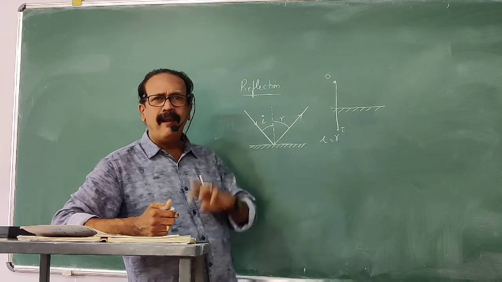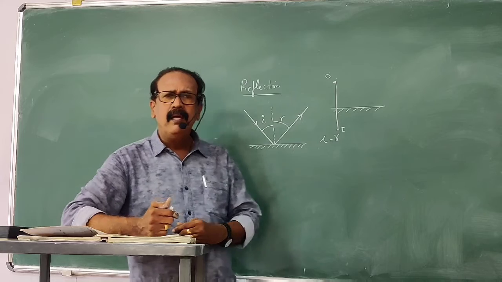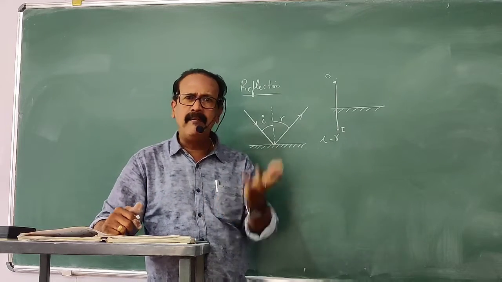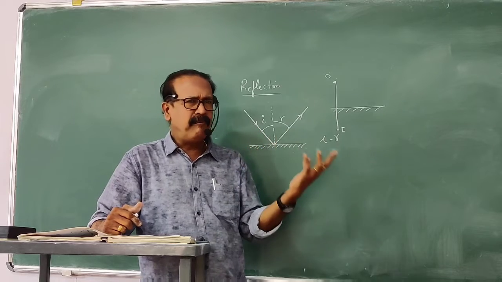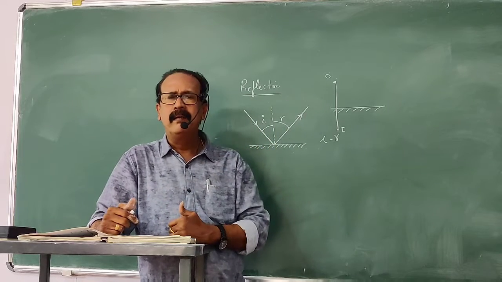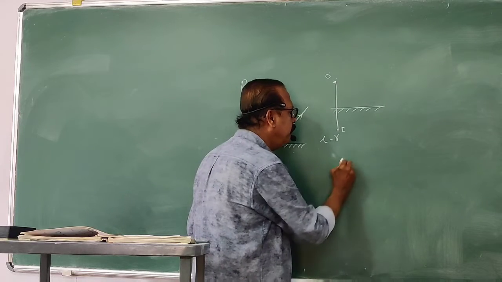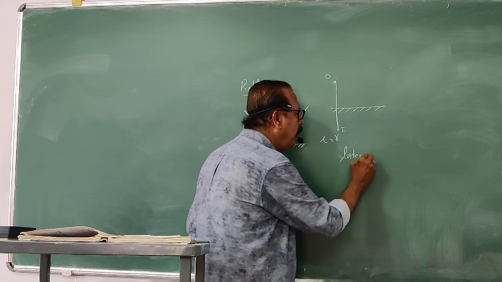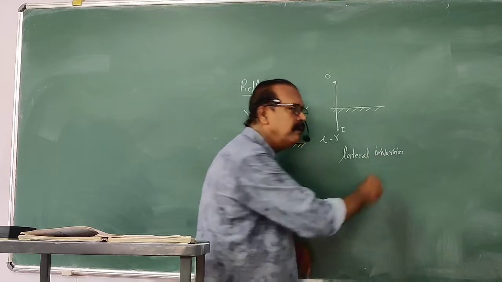The image undergoes a lateral inversion. Lateral inversion means your left hand appears as the right hand. Nothing else happens, only your left hand appears to be the right hand. This is called lateral inversion. This is the second property.